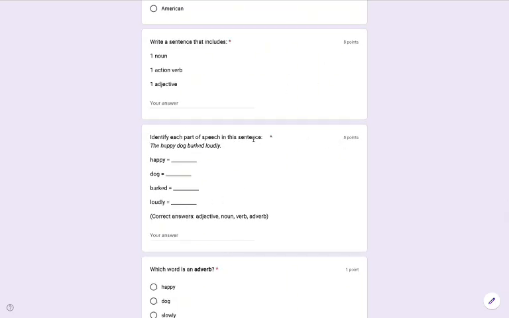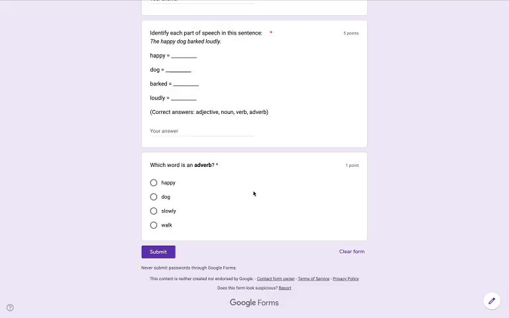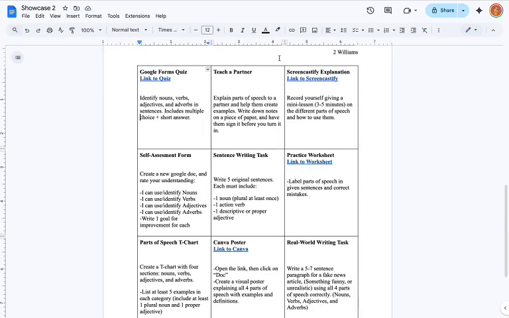Identify each part of speech in this sentence: the happy dog barked loudly. And they will determine which word right here is the part of speech. And then they'll put adjective, noun, verb, and adverb for each one. And then we have one more question. It's one of the 1-point multiple choice. Which word is an adverb? Happy, dog, slowly, or walk. And they'll submit.